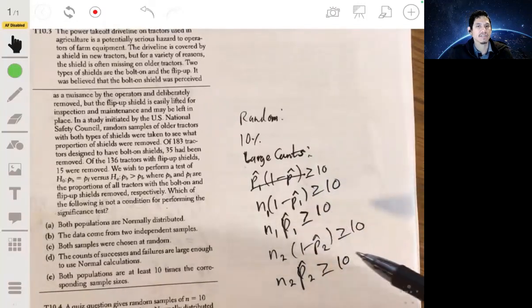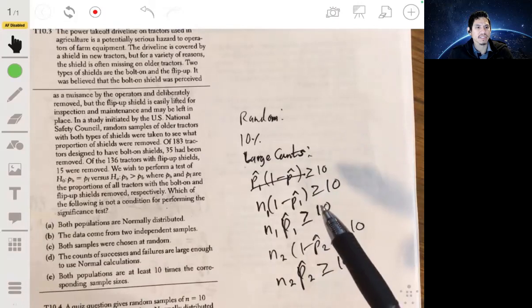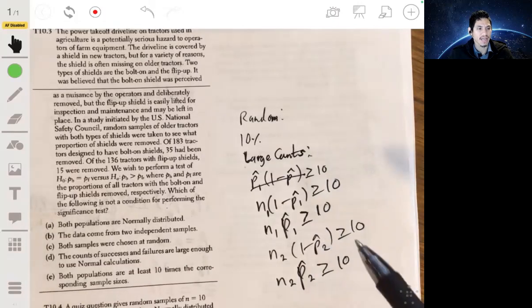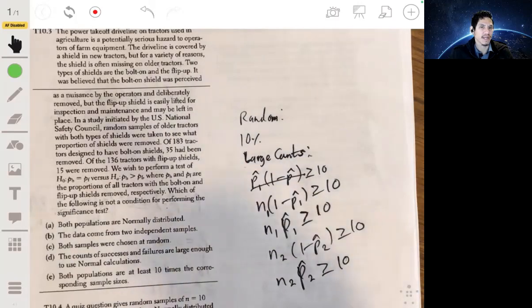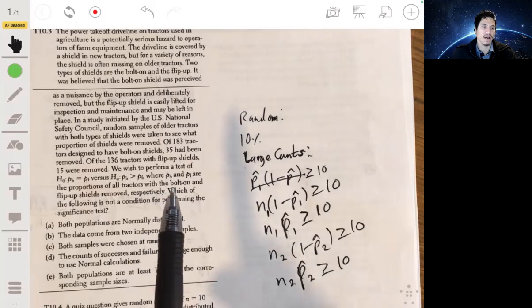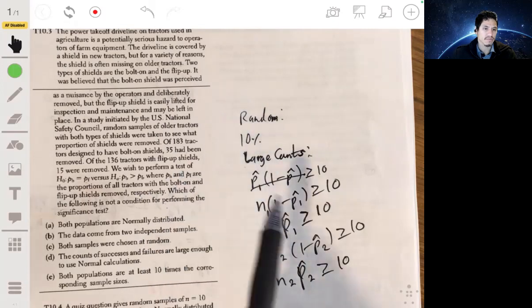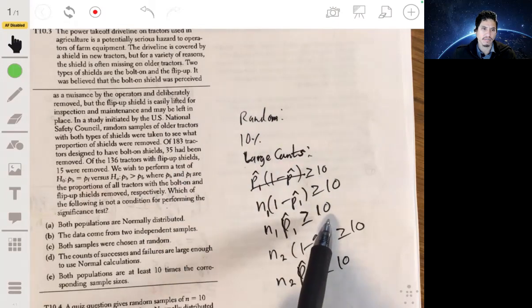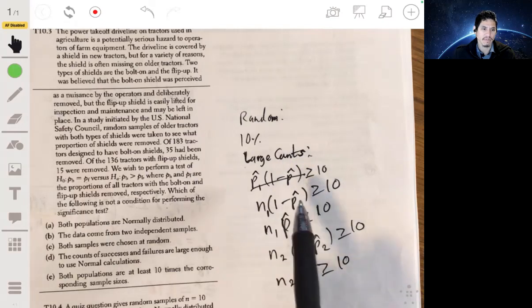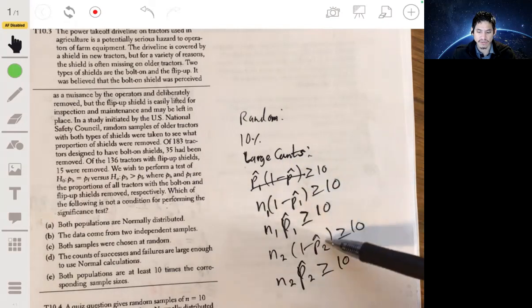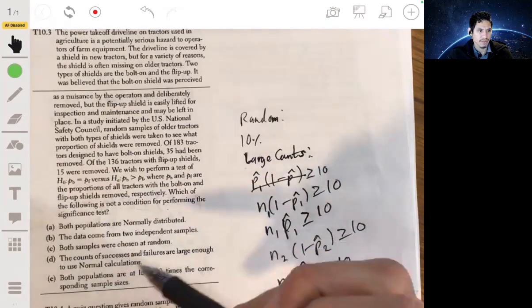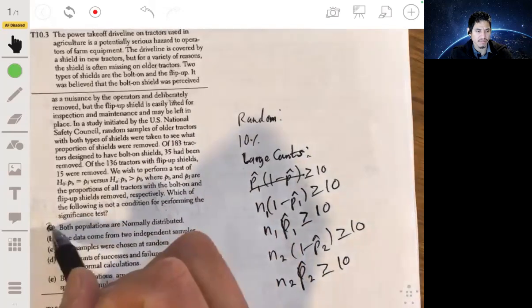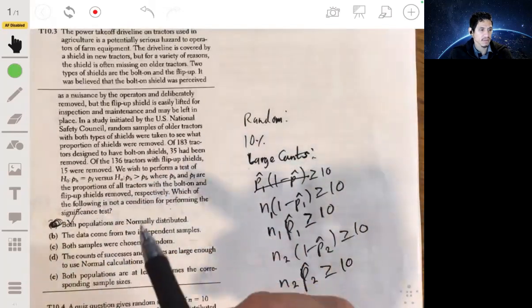Having this large counts condition met allows us to use the normal distribution to make reasonable estimates for probabilities dealing with differences in proportions. And that's why the large counts condition is done, like number of successes and failures for each group. So we don't actually need them to both be normally distributed. So the answer is A.